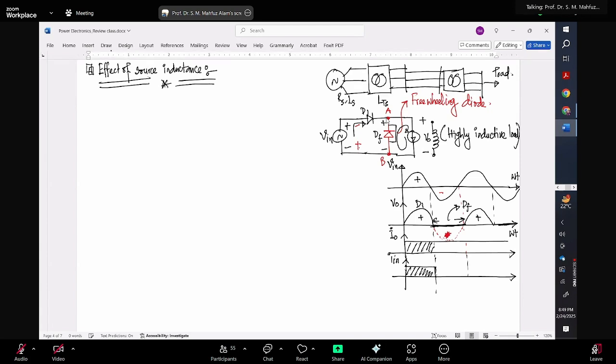But during this portion, when the freewheeling diode is conducting, what will your input current be? Zero, right? Because all the load current will flow through the freewheeling diode, leaving zero current from the input. So your input current waveform will be something like this. You understand what I am talking about, right?